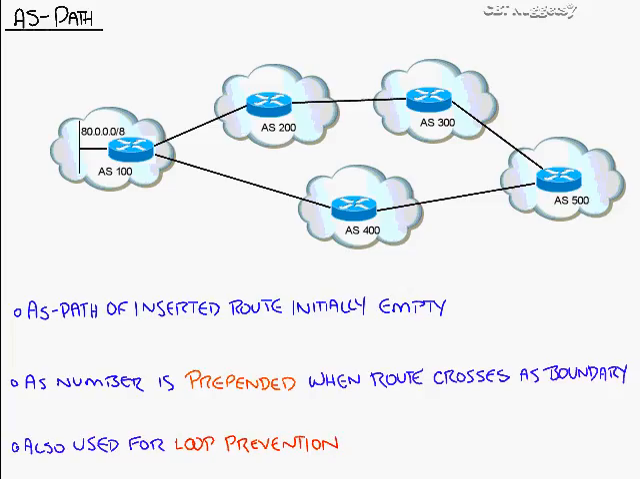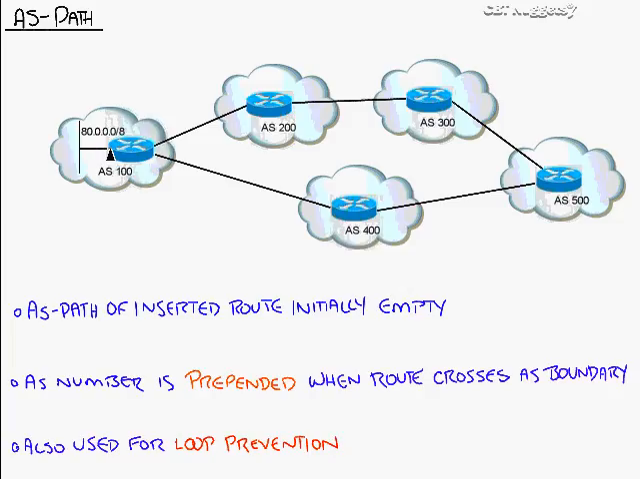Here we go. We're going to take each one of these attributes one at a time, starting with the AS path attribute. Now, this is a mandatory, well-known attribute. It has to be in every single routing update. And what it is, is the path that a route has traveled. Now, initially, when you insert that route into the routing table, say in autonomous system 100, it has an empty AS path.